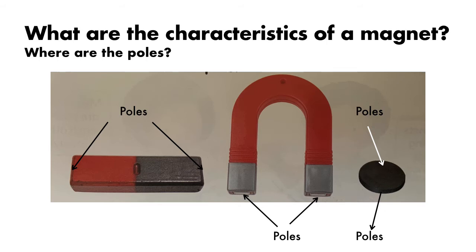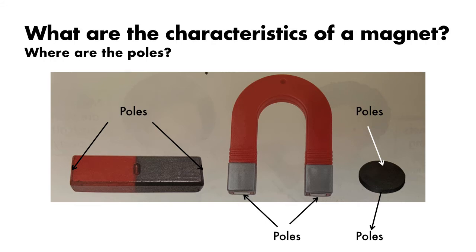So we have this, the first one on the left. This one is called a bar magnet. It looks like a bar. And the poles on a bar magnet are always at the extreme ends. So one end is a pole, the other end is also a pole. If this is a north pole, the other is a south pole. So the pole is always at the end of the bar magnet.